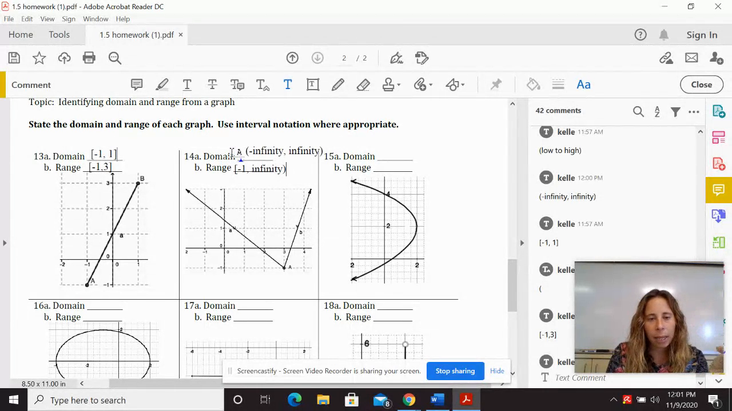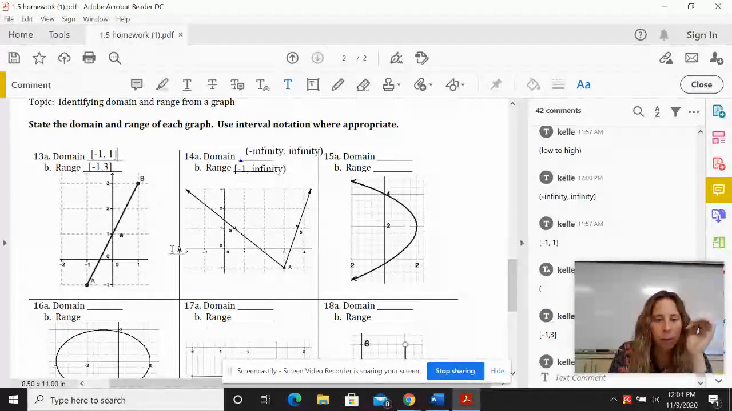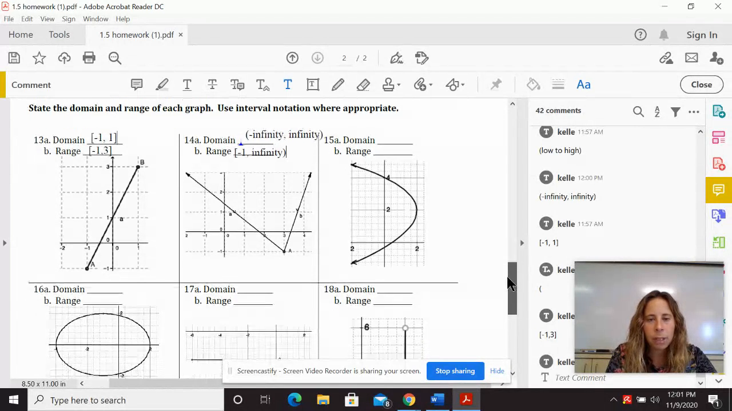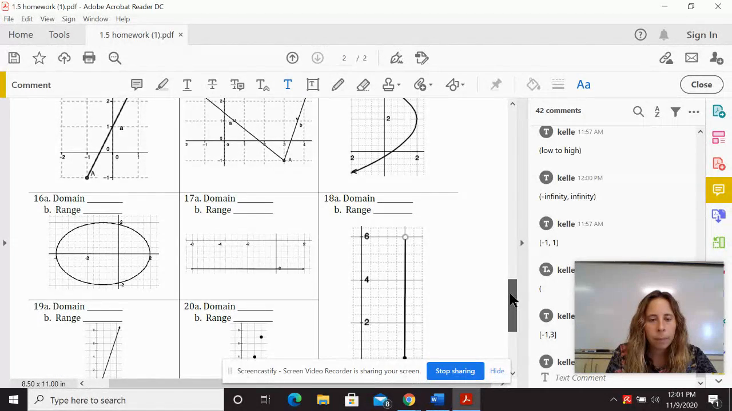For the domain, it was negative infinity because this one is forever continuing into the negative x direction, right? If I were to draw this out, this would be like -3, -10, and they would still be going in the negative x direction. All right. These are all really funky ones. Try number 15 on your own.